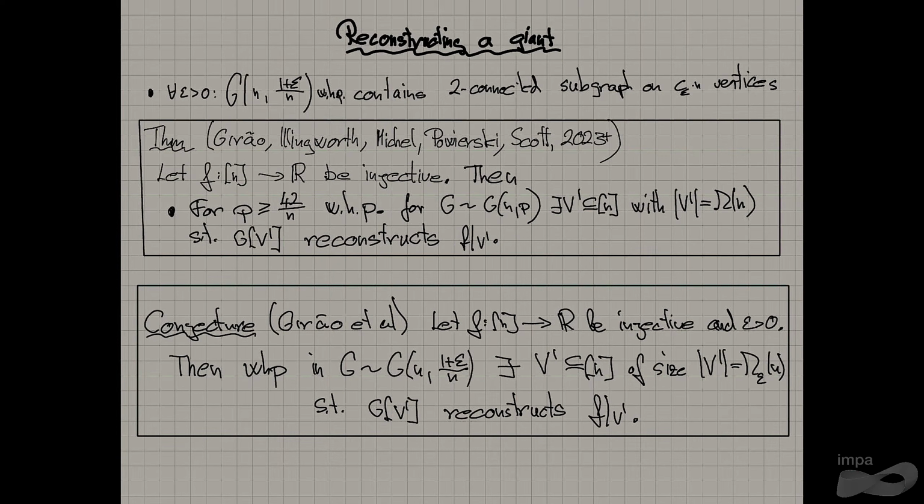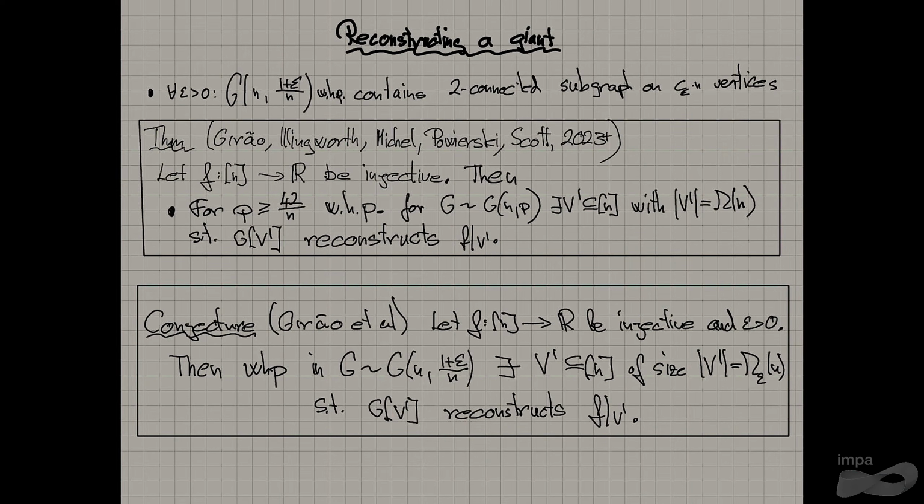Now, what can we say about our graph property? Girao and the Oxford group proved, again by fixing an injective function, that if your p is 42 over n, somewhat larger than this, then the random graph has a linear size vertex set where you can reconstruct this function restricted to that set.